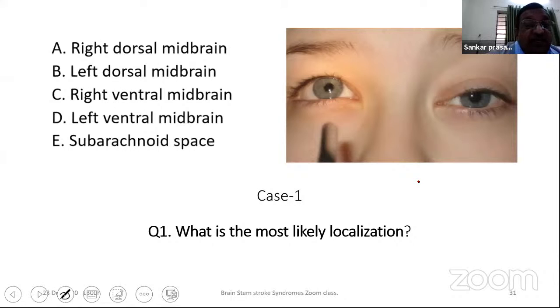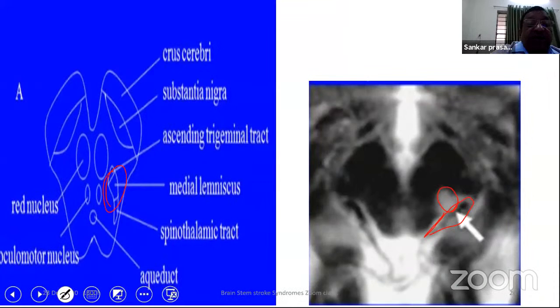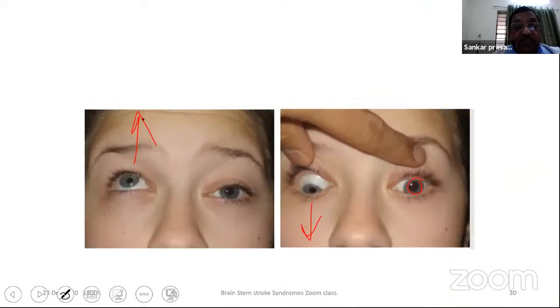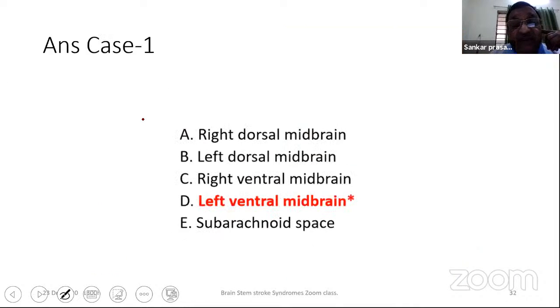We learned that ventrally motor, dorsally you got sensory. So is it a right dorsal midbrain problem, left dorsal midbrain problem, left ventral midbrain, or subarachnoid space? These are the options which you have, and you can see the diagram once again, and this is a midbrain diagram, right? Because they got right hemiparesis, it has to be on the left ventral midbrain.